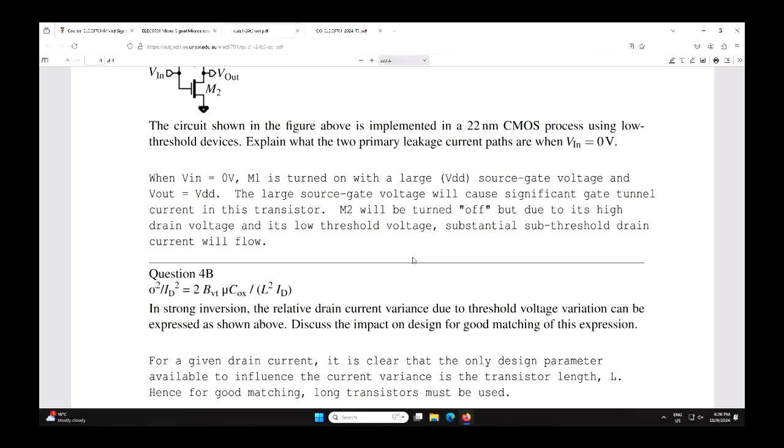So really, if the drain current is given, the only way you can get the variance down due to threshold voltage is to make the transistor longer. It's the only thing. If you change the length, you change the ID, right? No, this is under the assumption that you're fixing the drain current. Yeah. Okay. It's a good point to make though.